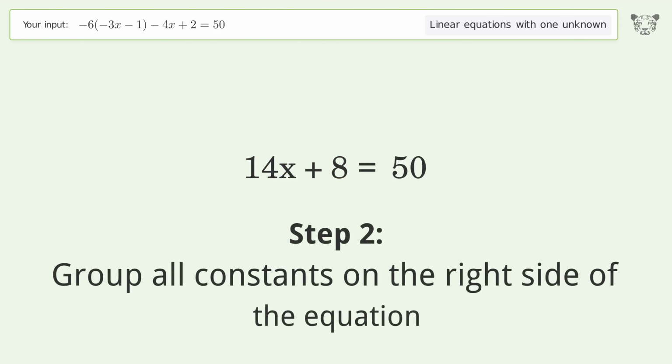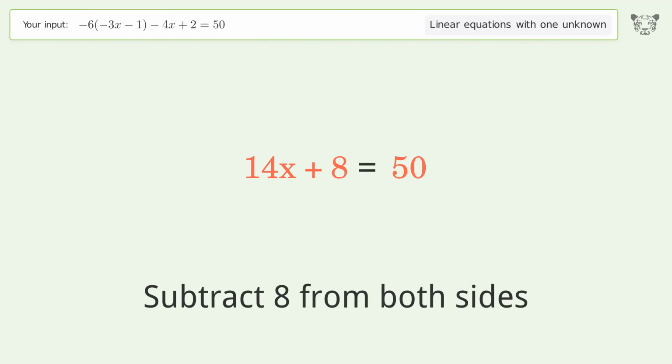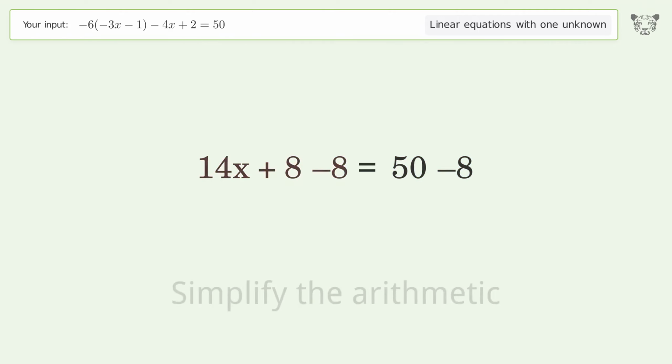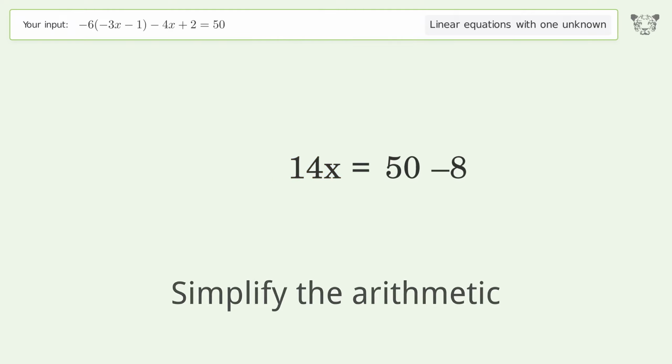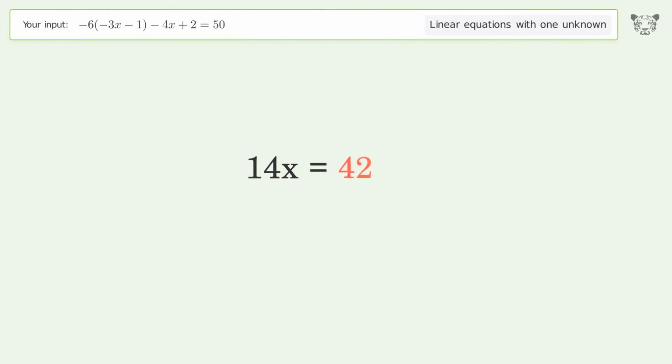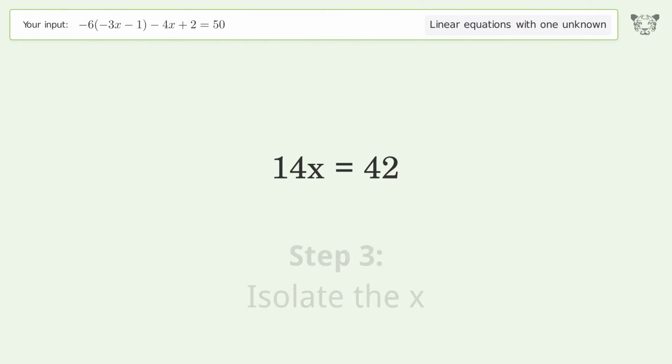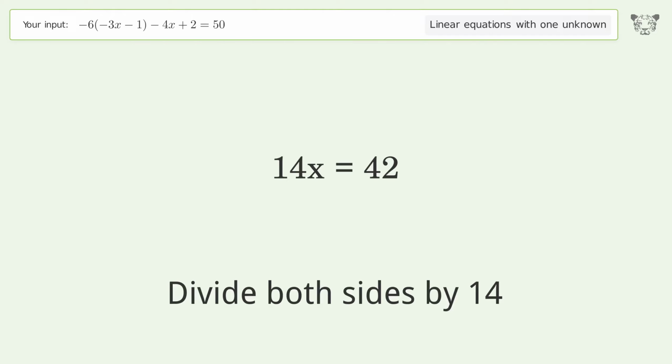Group all constants on the right side of the equation. Subtract 8 from both sides. Simplify the arithmetic. Isolate the x. Divide both sides by 14.